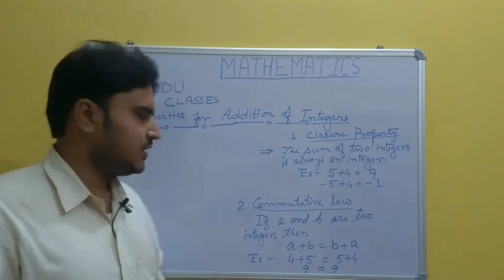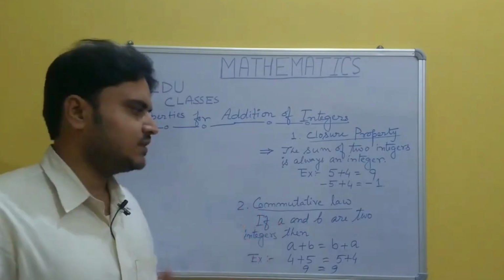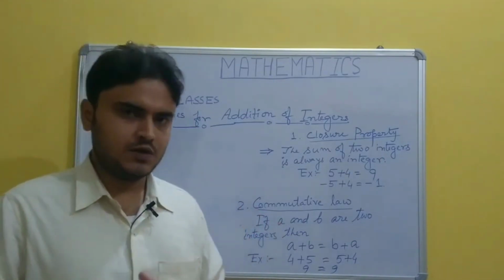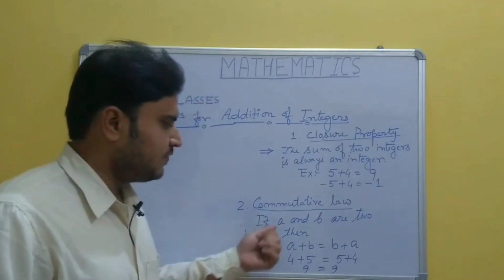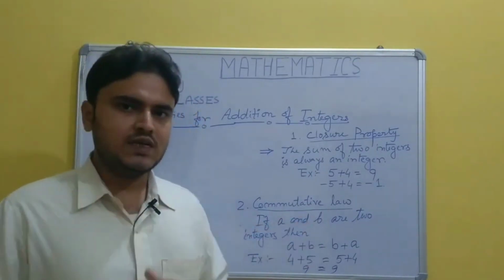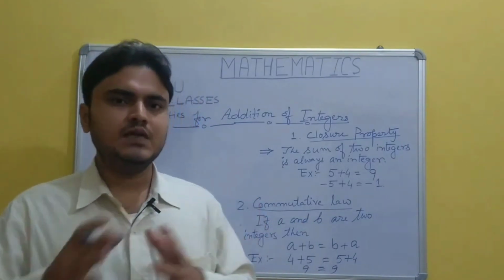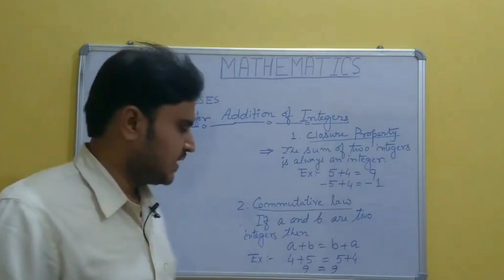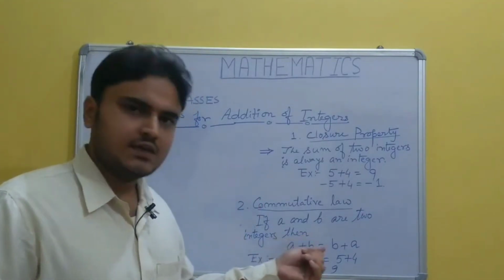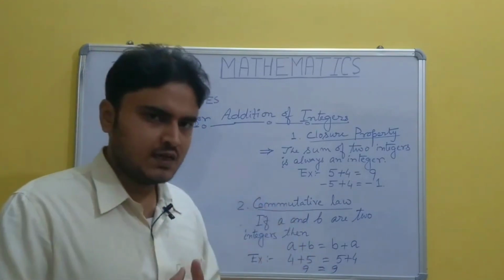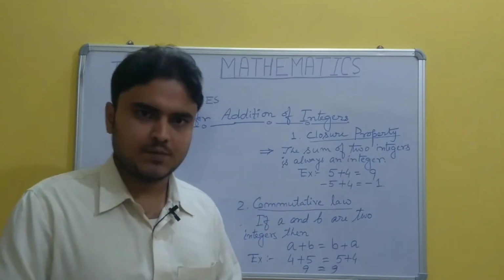And what is the second law or second property? Second property is commutative law, or commutative property, for the addition of integers. Here, if A and B are two integer numbers, that means A is an integer number and B is also an integer number, then we will get A plus B, that means A is added to B, is equal to B plus A, that means B is added to A.